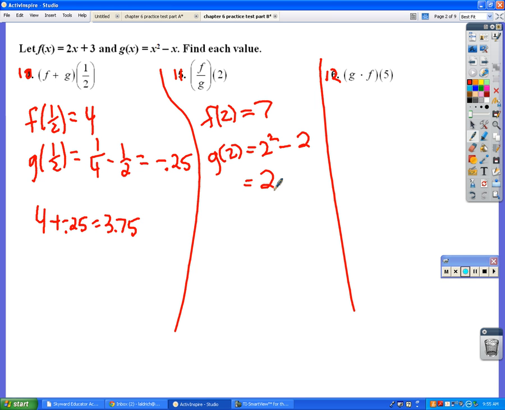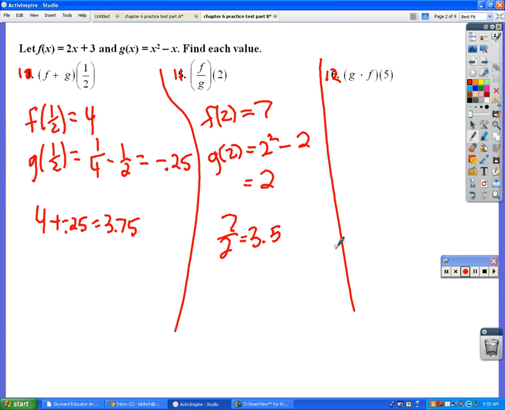Okay, and then the problem says f divided by g. So 7 divided by 2 is my final answer, or you can write that as 3.5 if you prefer your answers in decimals.